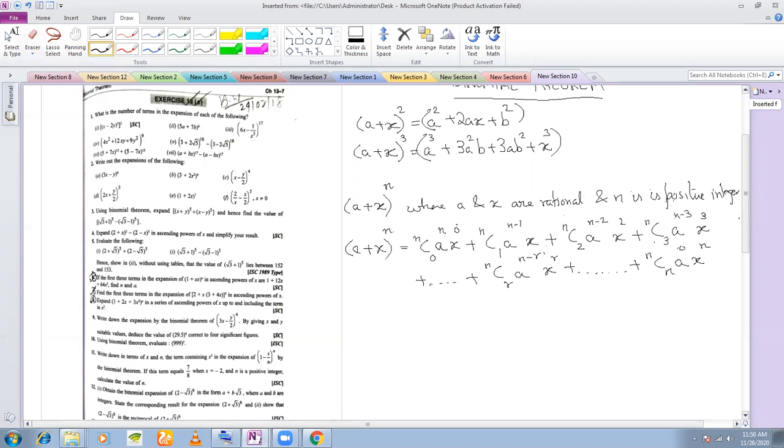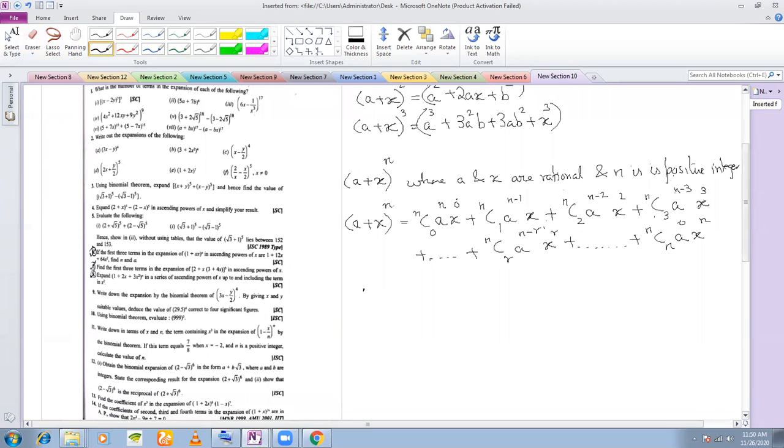Let us say I want to expand a plus x whole square by binomial theorem. Let us start with the lowest power. We know this expansion, yet let's see how to expand. So here n is 2. So first is 2C0 a square x to the power of 0. The next term is 2C1 a, reduce the power by 1, so the power of a becomes 1, and increase the power of x by 1, so it simply becomes x.